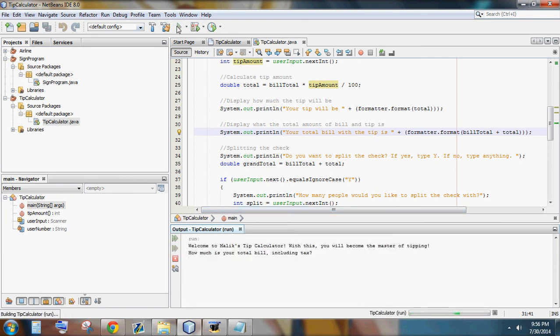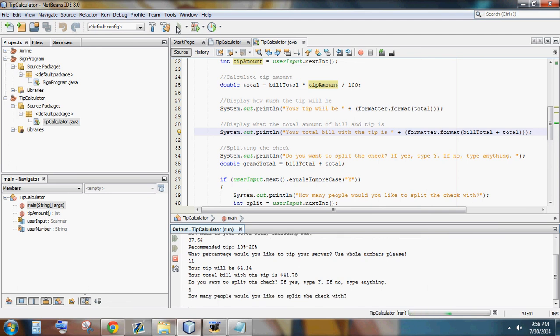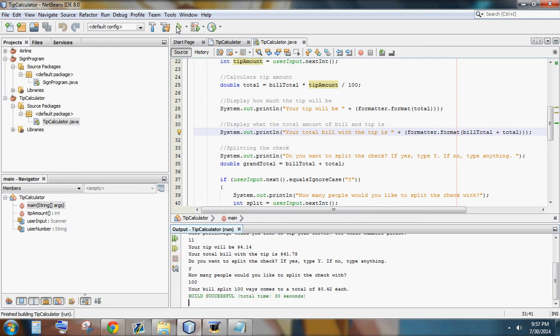Now, let's do a more realistic number. Let's say 37.64. I want to tip them. They're a bad server, so I'll tip them 11%. I'll be nice. Not 10%, I'll give them 11%. So their tip will be a measly $4.14. Do you want to split this check? Yes. And we are poor, so I want to split it between 100 people. So each person has to pay 42 cents. Seems reasonable to me.